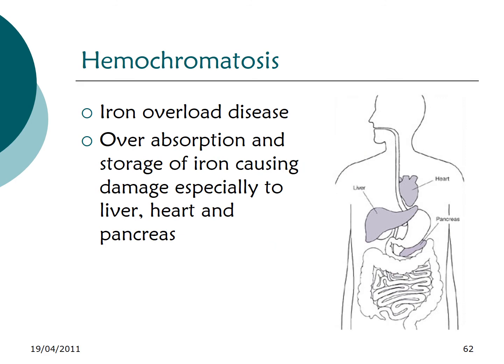Hemochromatosis, so this is a lot of iron. It's an iron overload disease, too much iron. Overabsorption and storage of iron cause damage, especially to the liver, the heart, and the pancreas. If you have too much iron, you have to remove it, so phlebotomy is a treatment for it. Next slide.